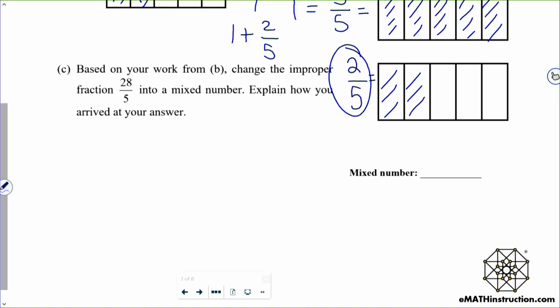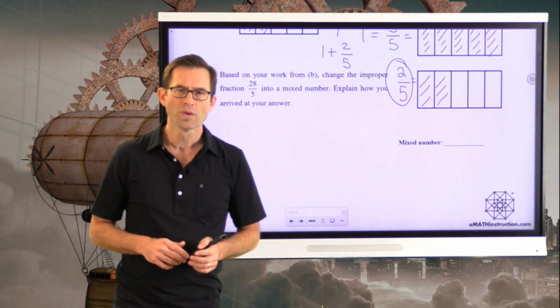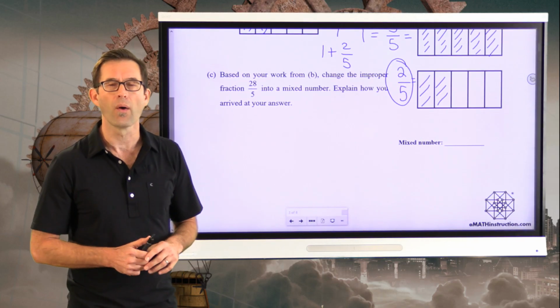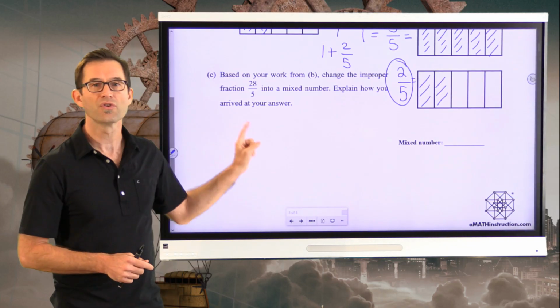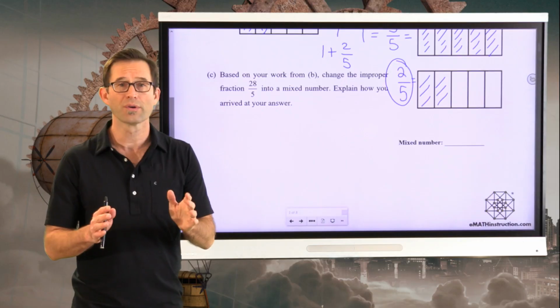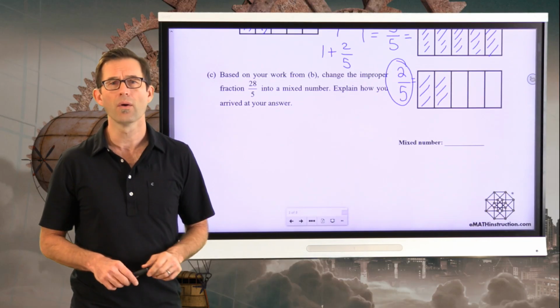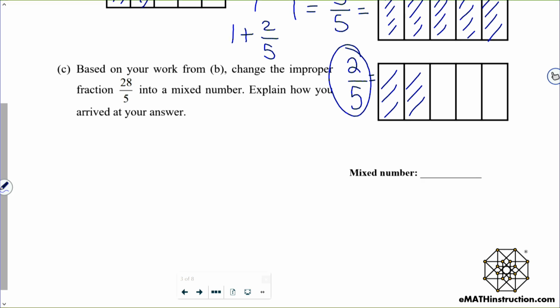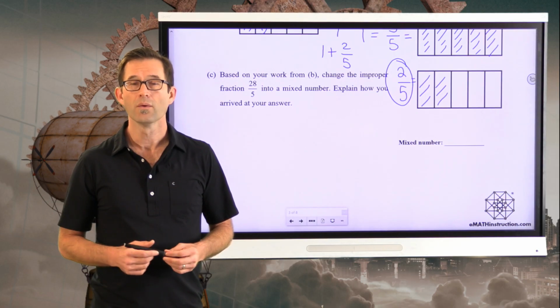Based on your work from B, change the improper fraction 28/5 into a mixed number. Explain how you arrived at your answer. So I want you to think about this a little bit. I want you to pause the video and really try to figure out what mixed number 28/5 corresponds to. Pause the video now and think about this. All right, well, let's go through it.